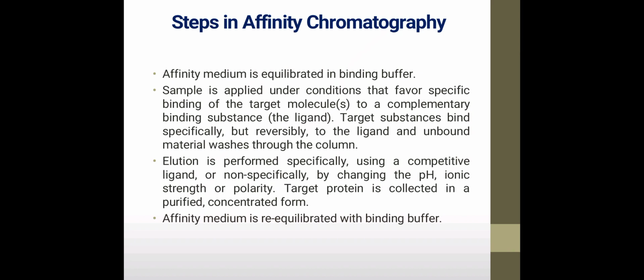Then the elution is performed, specifically using a competitive ligand or non-specifically. You can change the pH, ionic strength or polarity. After the separation of the unbound molecules, we have to make such changes. This is optional, and you can do it by changing the pH or ionic strength. Likewise, you can alter other conditions. Then this target protein will be collected in the purified, that is the concentrated form.